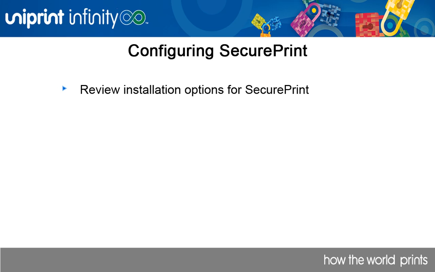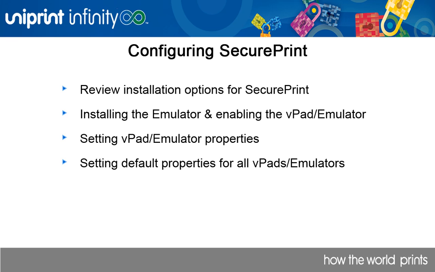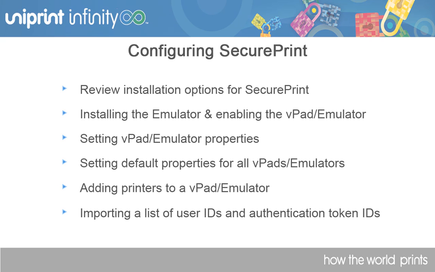Before we start configuring SecurePrint, we'll quickly review the installation options required for SecurePrint. Then we'll install and enable the SecurePrint emulator. We'll then show you how to change vPad properties through the UniPrint management console, and how to set vPad properties globally for all vPad devices. We'll add or associate printers to a vPad and import a list of user IDs and their associated smart card IDs into SecurePrint. Let's begin by going to a Windows workstation.